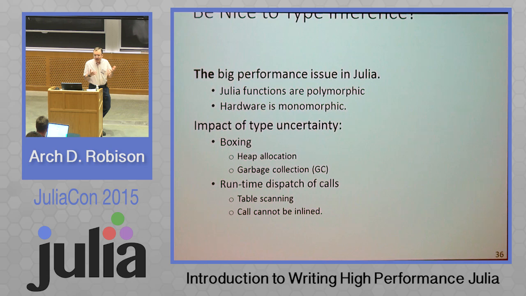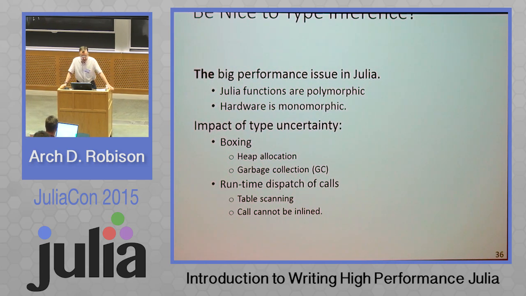Julia, because this is the big performance issue. If there's a factor of 50 to be gained off of code, it's usually from being nice to type inference. Julia functions are polymorphic. They handle many different kinds of data. But the hardware is dumb as rocks, monomorphic. Each instruction only handles one shape of data. When the type is uncertain, the compiler uses boxing to deal with it. The boxing incurs heap allocation and garbage collection overhead and runtime dispatch of calls. And the call can't be inlined. So the inlining is almost a nitpick after the offense of the table scanning.